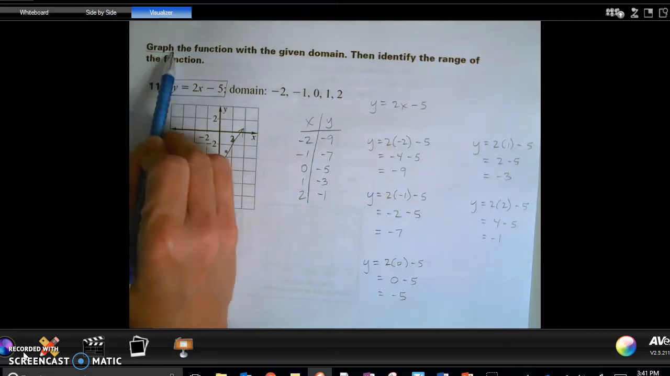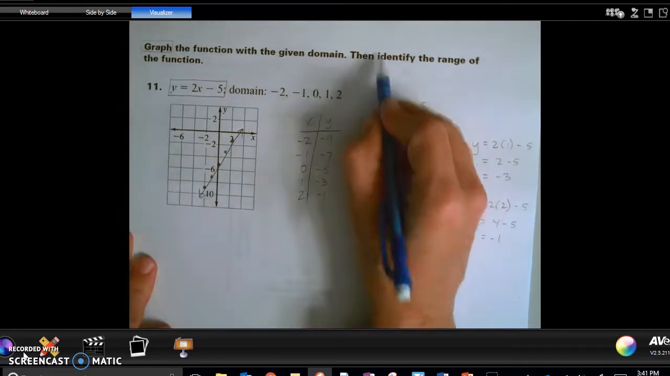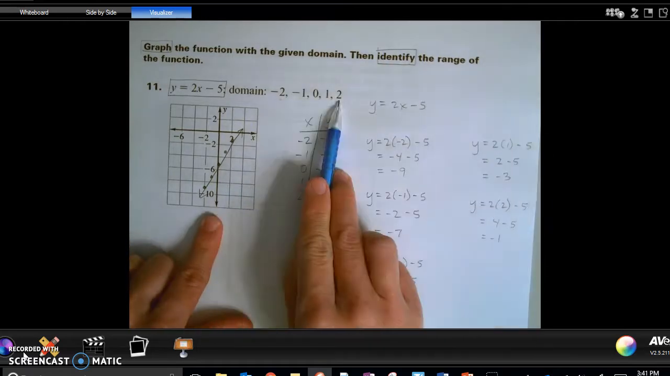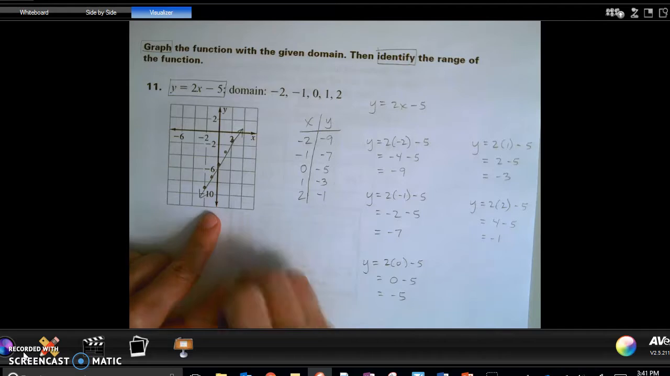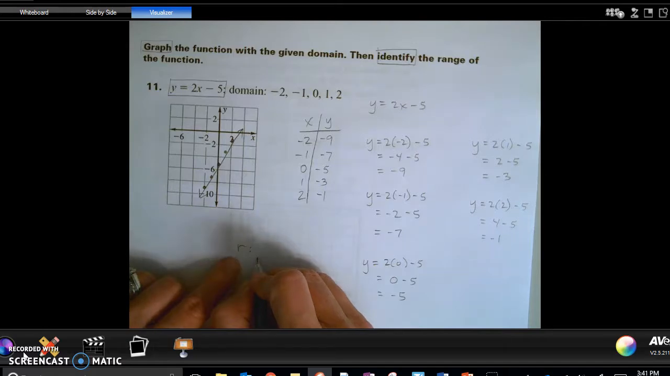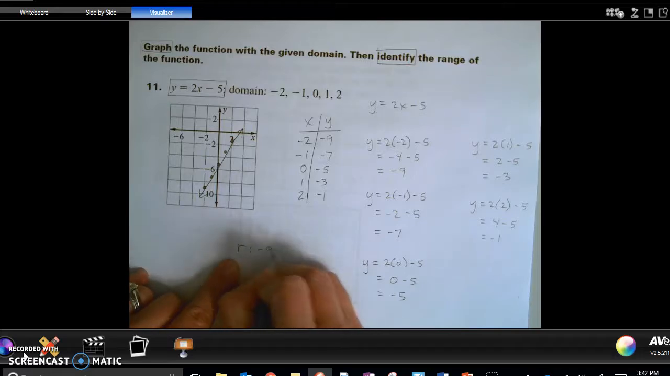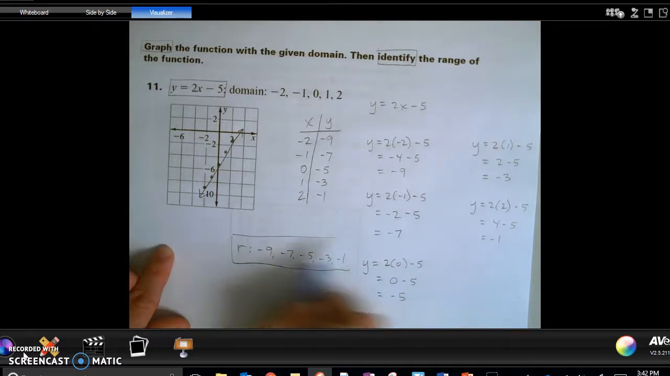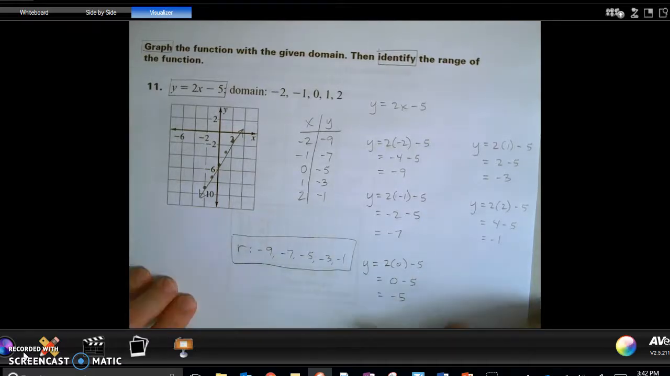I have now graphed the function, but I also need to identify the range of the function. Given this domain, my range will be my y values. And we talked previously in chapters 1 and 2 about when we list our range, we should go ahead and list our numbers in increasing order from least to greatest. So now I have my range.